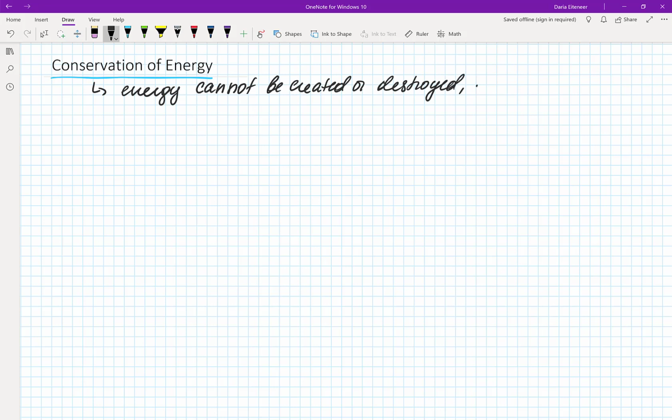So conservation of energy says that energy cannot be created or destroyed, but can transfer between different systems or between objects and change from one kind to another.